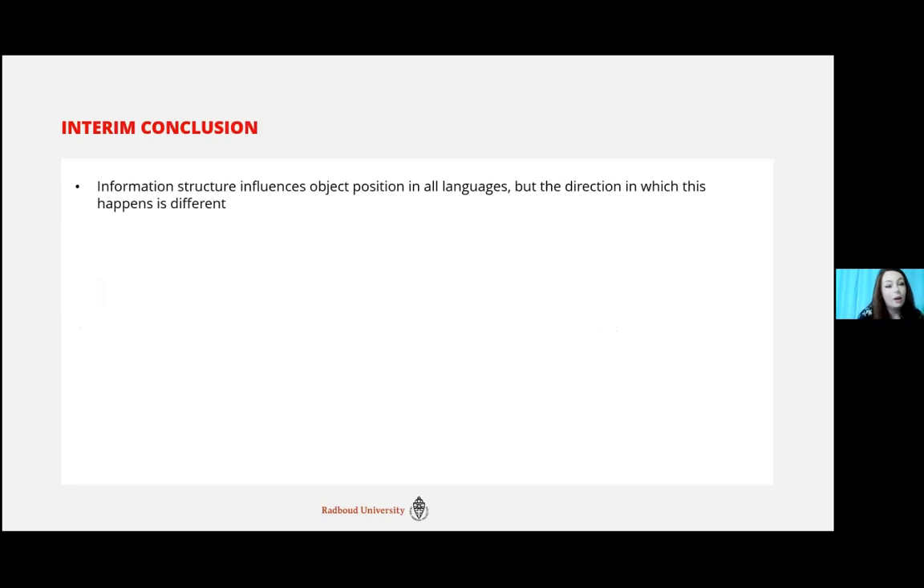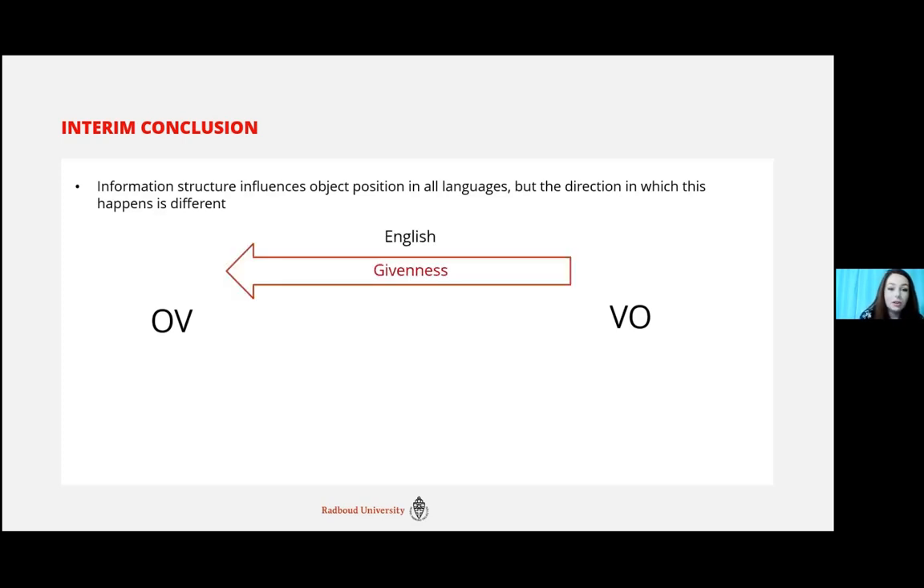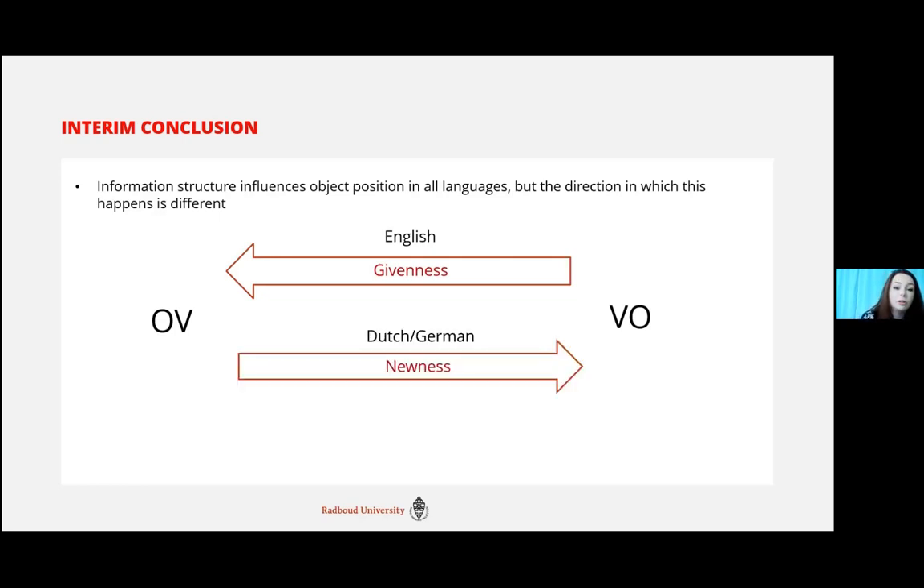So if we sum this up, we find that information structure influences object position in all languages. Those effects were significant for all those languages, but the direction in which this happens is different. So when you have the OV-VO continuum here, we find that English seems to be influenced in the direction of OV by givenness, whereas for Dutch and German, it is newness that seems to influence in the direction of VO.